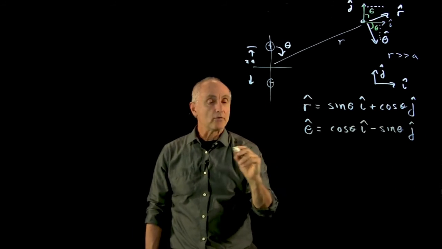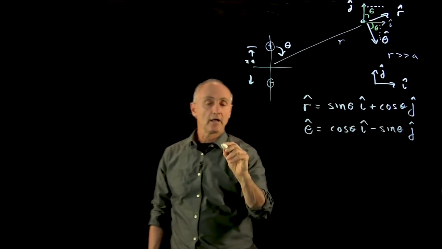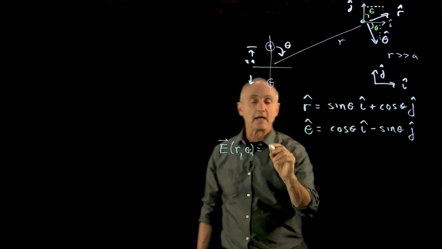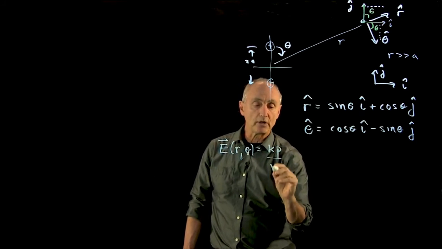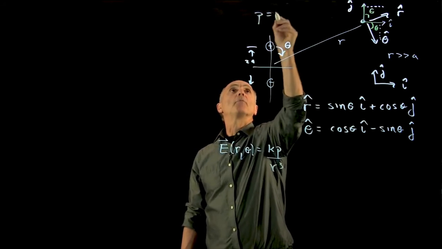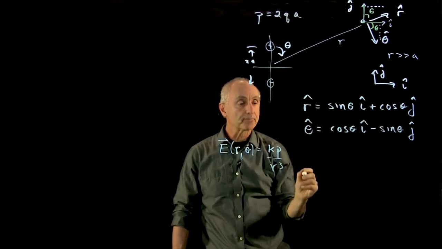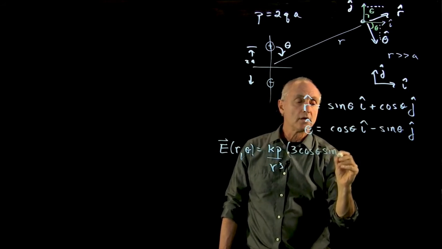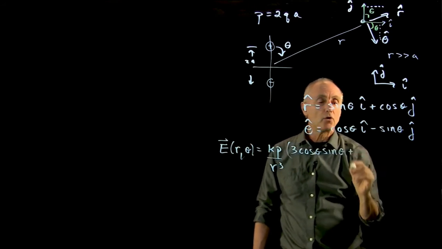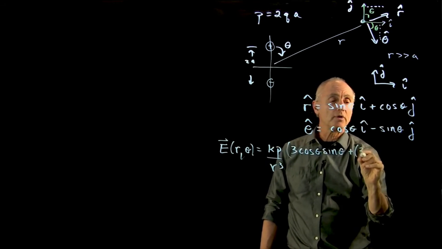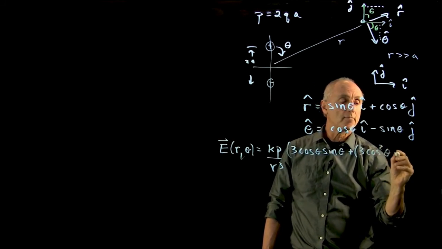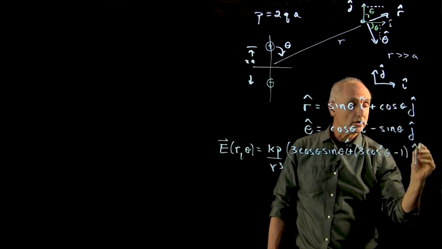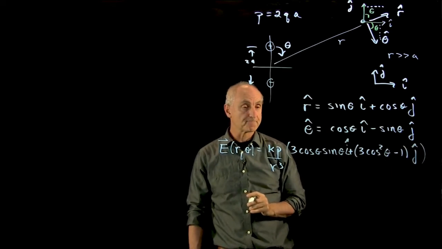And now we wrote down our electric field in terms of r and theta, and we had k times the dipole moment over r cubed. Again, in this problem, the dipole moment was 2qa. And in here, we had a factor 3 cosine theta sine theta. And over here, we had a factor 3 cosine squared theta minus 1. This was our i hat component. And this factor was our j hat component.